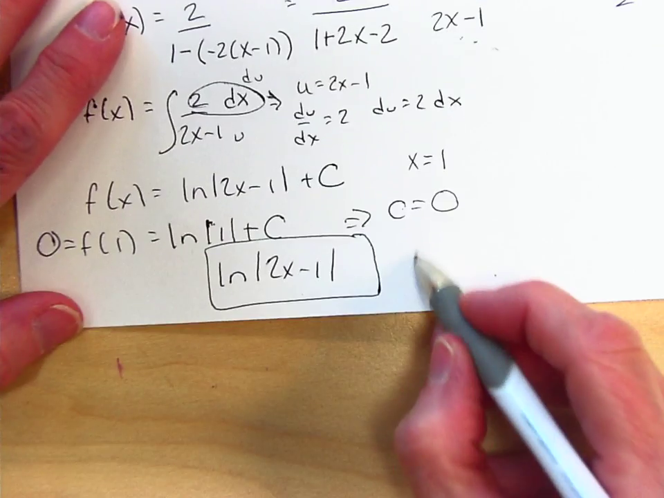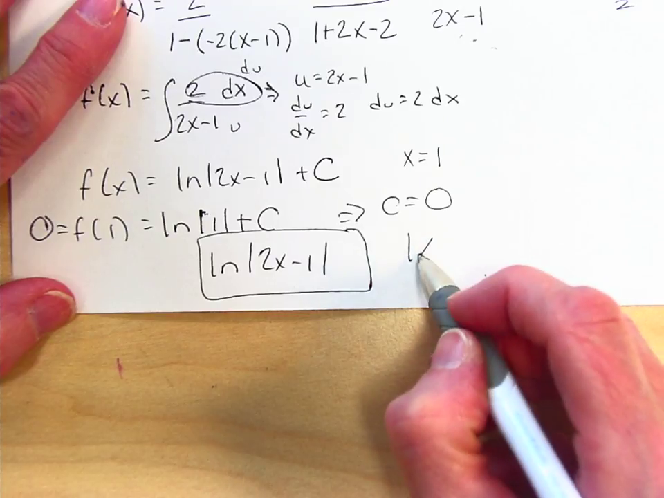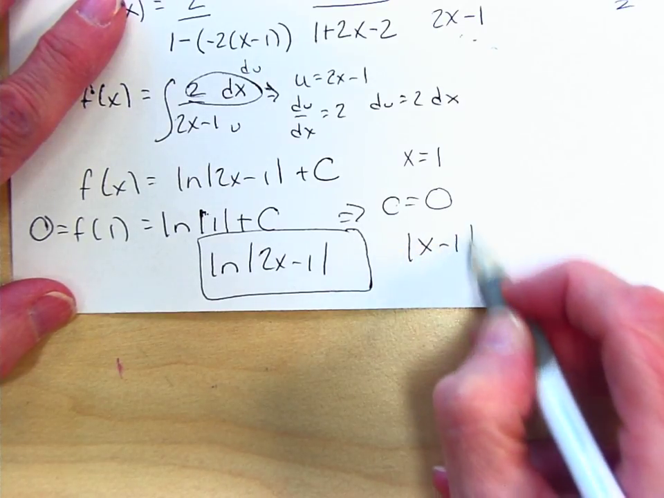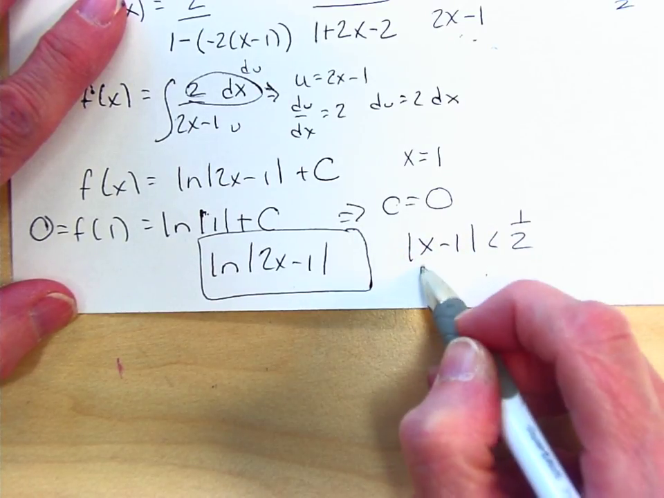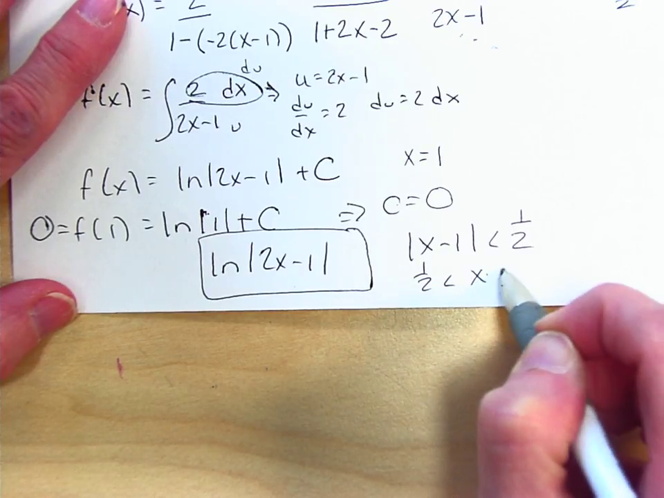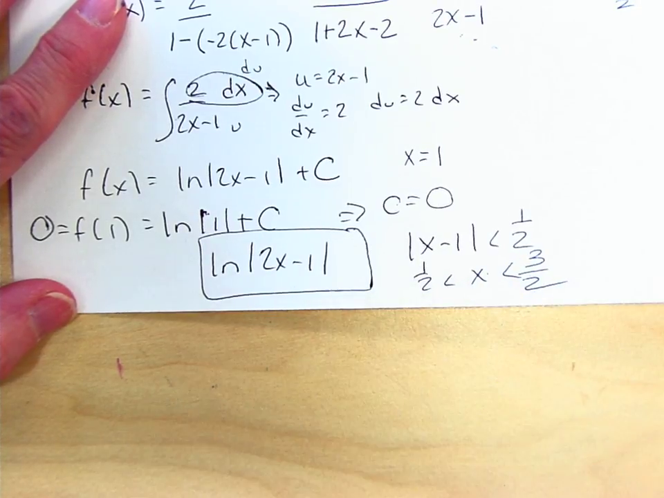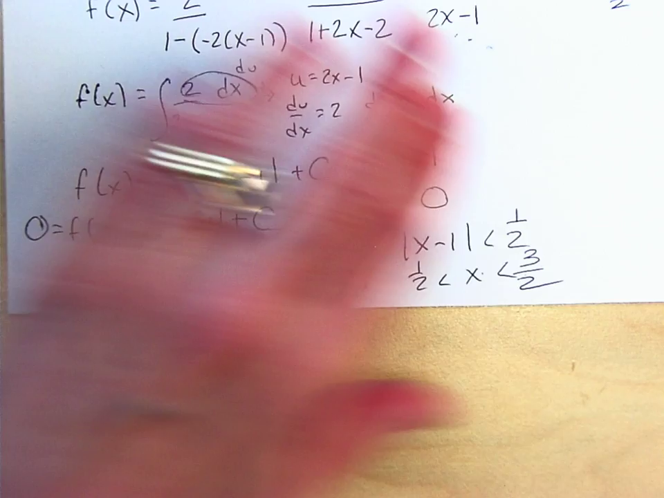And this is true only on the radius of convergence. So you could write it like this, or you could write it like this. Either one is correct. Okie doke. That finishes that one. Let's move on to the next one.